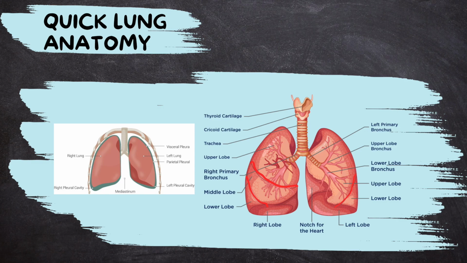What our focus is going to be is on this left-hand diagram. When we're talking about pleural space, look at that green ring around both sets of lungs. That is the pleural cavity. So when we refer to pleural space, that's exactly what we're talking about.